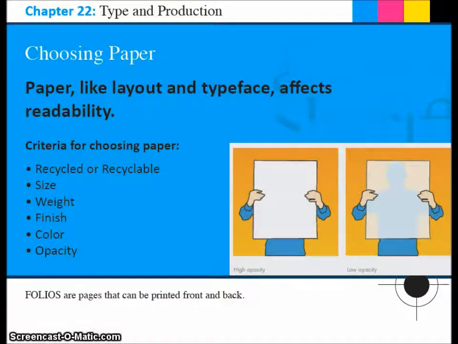So I wanted to give you a note that the word folios are a reference to pages that can be printed front and back. So a folio is one page that can be printed front and back.